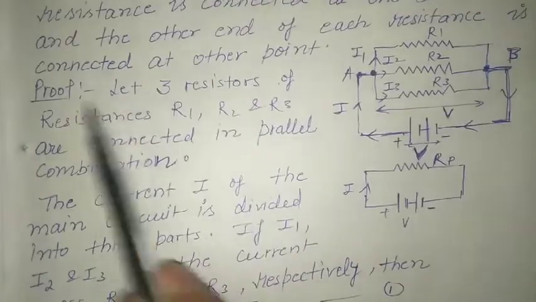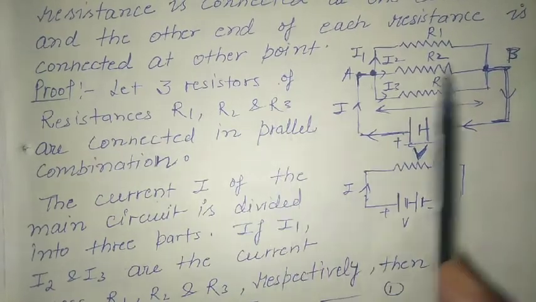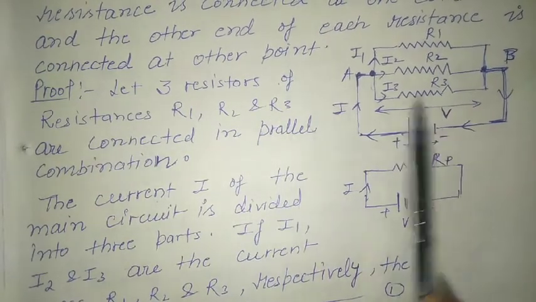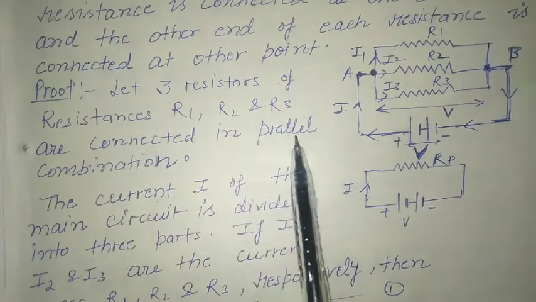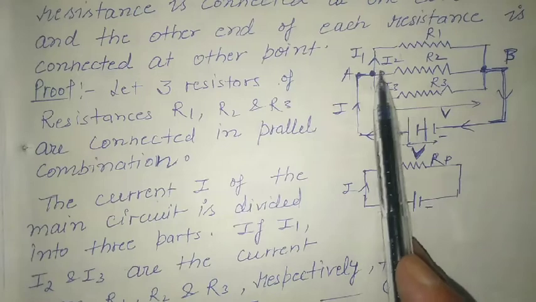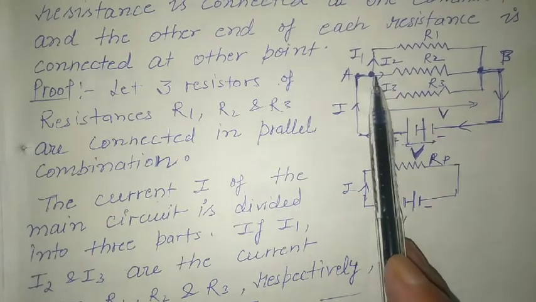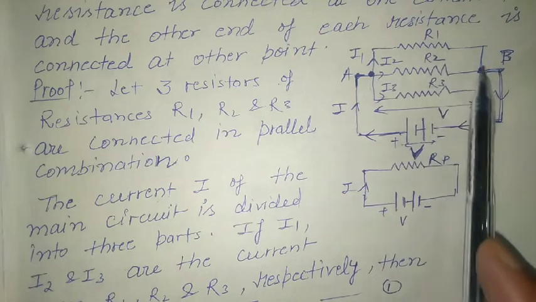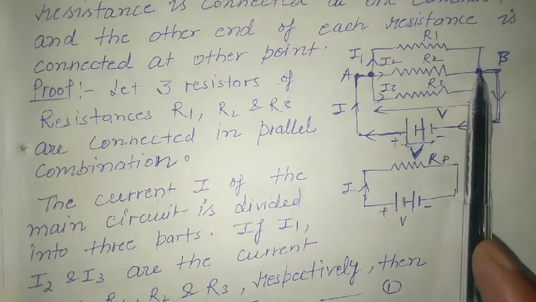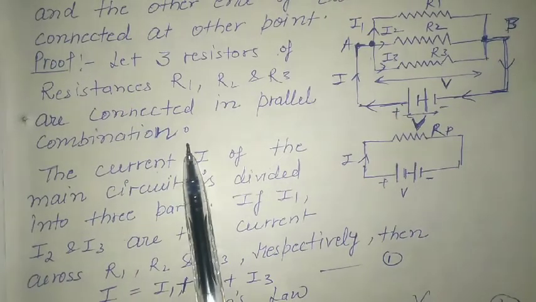Let three resistors of resistances R1, R2 and R3 be connected in parallel combination. All the one ends are connected at one point and the other ends are connected to the other point. So here all the three are connected in the parallel combination.